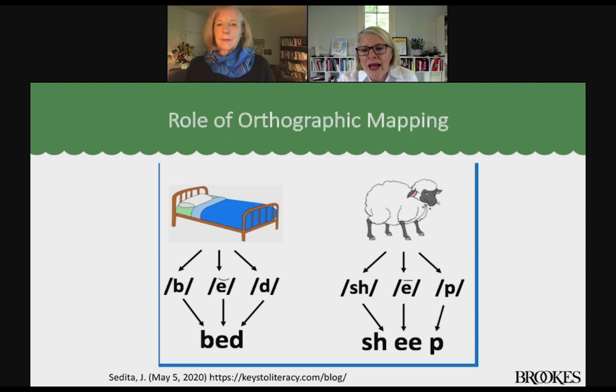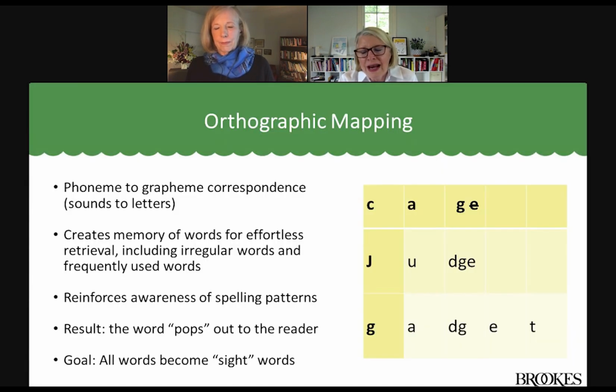orthographic mapping. On the next slide, you can see that when you're doing orthographic mapping, you're often using grids or blocks to help kids separate the sounds, or the phonemes they hear, and then match them with the orthographic representation. Through this orthographic mapping, the words become, quote, sight words. This is the way brain research is helping us understand that kids store information, mapping sounds and letters into their brains for permanent memory. So orthographic mapping is essential for learning all words to become sight words.